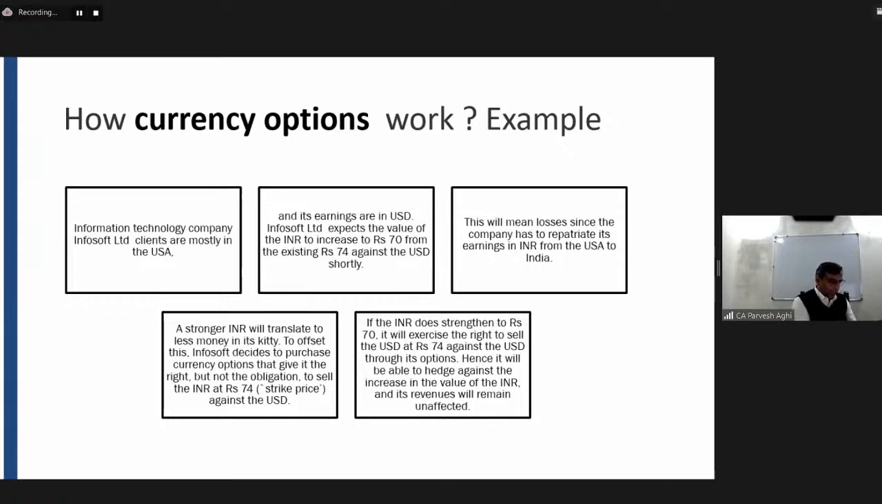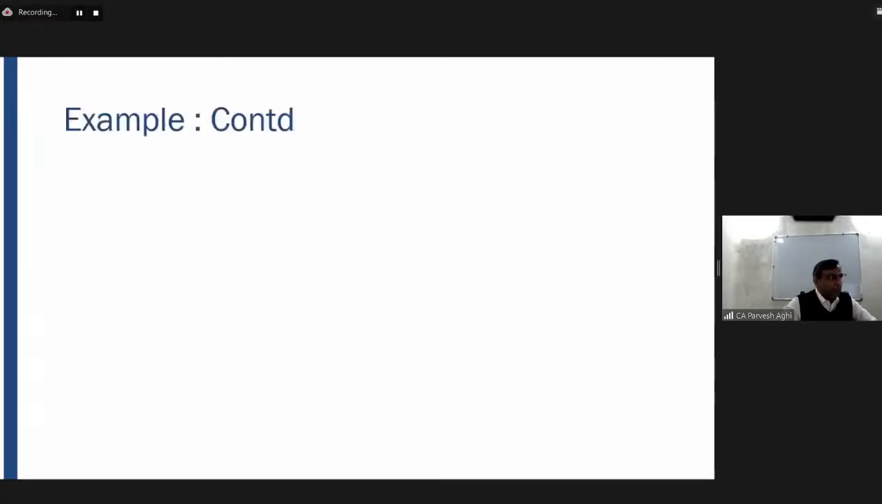So he gets the right to sell his dollars at 74, but not an obligation. If the dollar goes to 70, if the rupee touches 70, then he is going to exercise it. So he's still going to be protected, and his revenues are not going to decline.